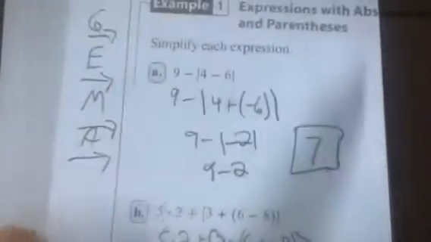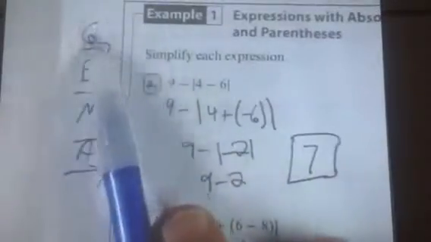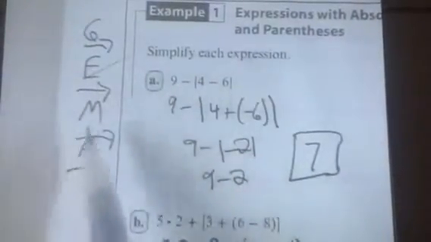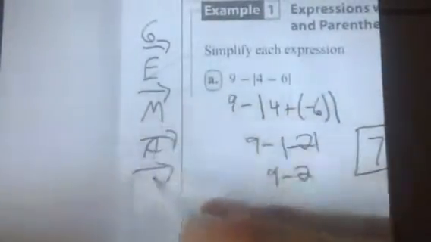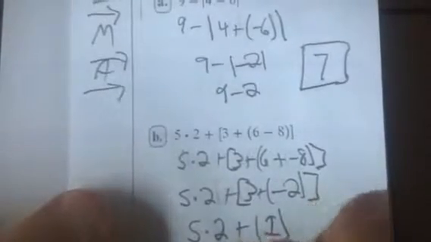So now I've got addition and multiplication. Remember, I'm going left to right. I've done all my grouping symbols. I don't have any exponents. Now I'm at multiplication and division. So I'm going to go ahead and multiply this because multiplication comes before addition. So 5 times 2 is 10 plus 1, which gives me 11.